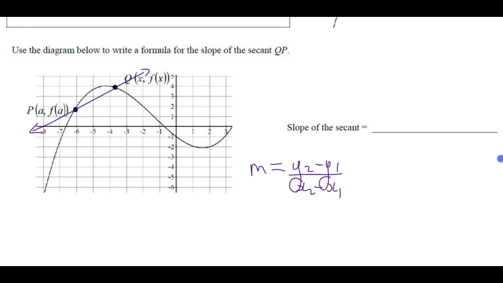So it's the change in the y value. So if we're going to do this, we're going to say, okay, you've got this y value. So y2 is f of x. So the slope of the secant will be y2, which is f of x, minus y1, which is f of a, over x2, which is x, minus x1, which is a. So it's f of x minus f of a over x minus a.